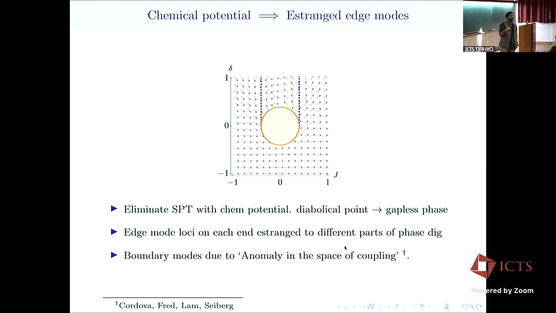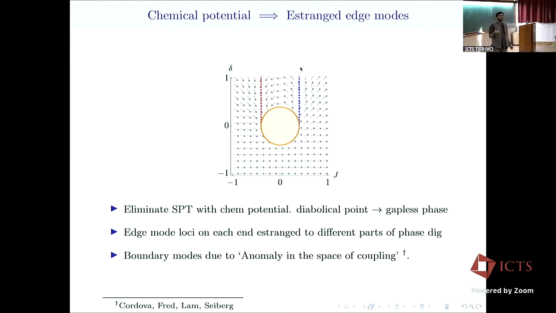The easiest way, in my opinion, to demonstrate this is to take the same model and add a finite chemical potential. The effect of that is the gapless point blows up to form a gapless phase. There's a stable region where you have a gapless metallic phase, a one-dimensional metallic phase. What happens to the edge modes is very curious. The red and the blue lines now represent edge modes on the left and the right end of the chain. In this parameter regime, the system has edge modes only on one of the ends but not the other, whereas on the blue line, the system has edge modes only on the right end.